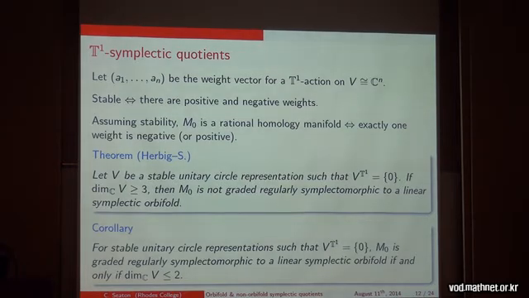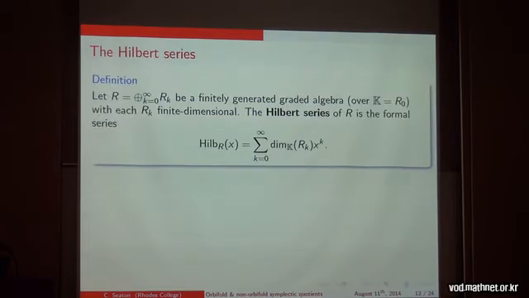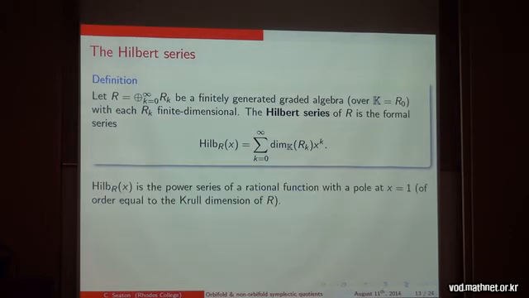To talk about the proof of this theorem, I want to digress a little bit and talk about a way of understanding the grading. Recall that if you have a finitely generated graded algebra, the Hilbert series essentially just counts the dimension of each of the graded pieces. It's a formal power series where each of the coefficients is the dimension of the vector space of pieces of grade k. This is always going to be the power series of a rational function with a pole at x equals 1. And already the pole order tells you the Krull dimension of the algebra. So there's geometric information in the Hilbert series.